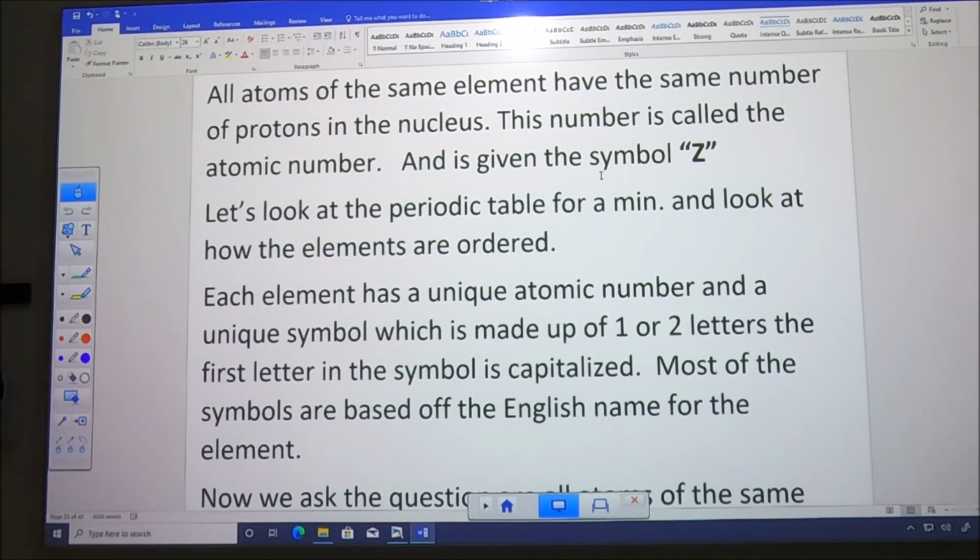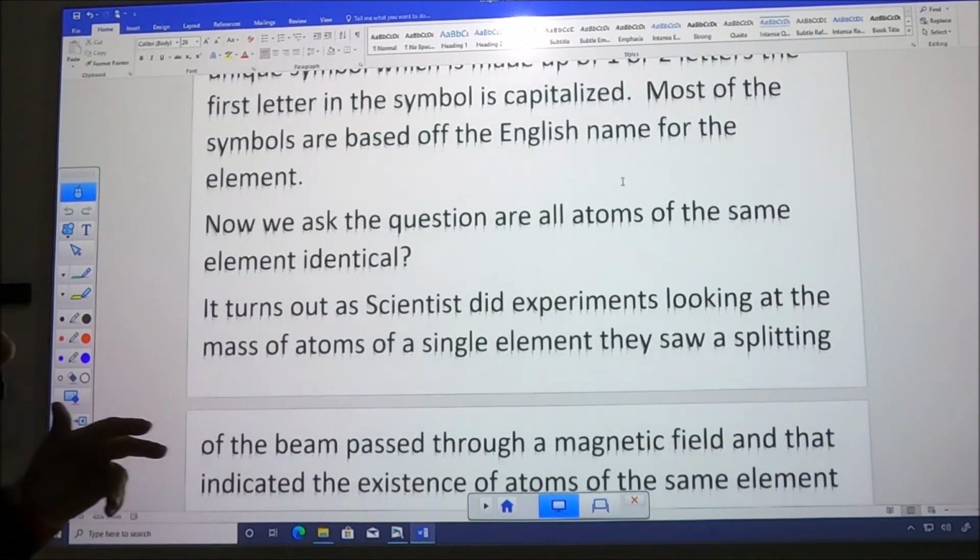Let's look at the periodic table for a minute and look at how the elements are ordered. Each element has a unique atomic number, a unique symbol, which contains 1 or 2 letters. The first letter in the symbol is capitalized. Most symbols are based on the English name of the element, some are not. So let's look at this, okay?